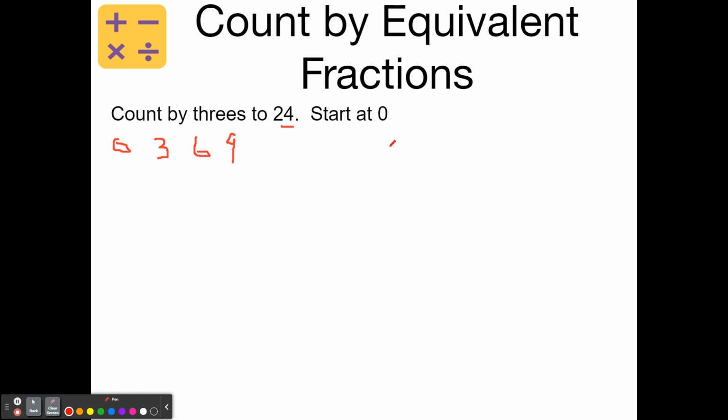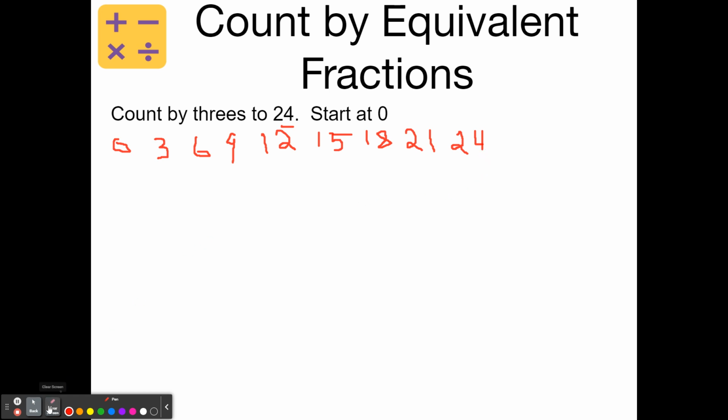Pause the video if you need more time, but I will go over this now. So check your work. If you are not ready to check your work with me, then I want you to pause until you are ready. But for skip counting by 3s all the way to 24, we have 0, 3, 6, 9, 12, 15. 15 plus 3 is 18. 18 plus 3 is 21. 21 plus 3 is 24. So all together we have 0, 3, 6, 9, 12, 15, 18, 21, 24.